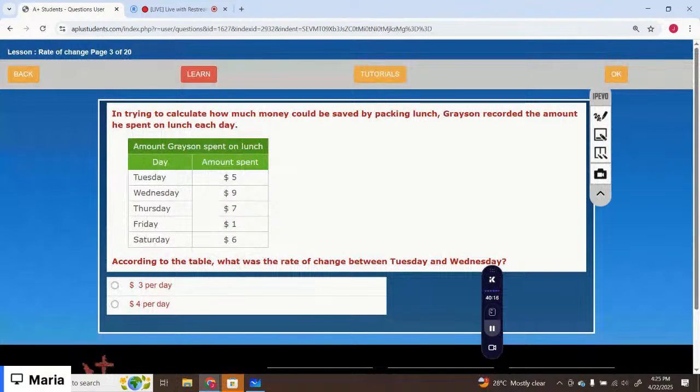In trying to calculate how much money could be saved by packing lunch, Grayson recorded the amount he spent on lunch each day. According to the table, what was the rate of change between Tuesday and Wednesday?